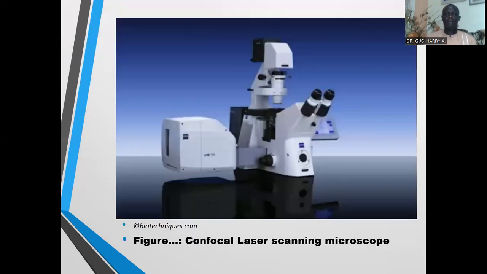Now, this is a confocal microscope, a confocal laser scanning microscope. Here, you can see that it's very sophisticated, having a computer and other digital parts of the microscope. It's able to penetrate or to see deeper parts of the organism that's being studied.